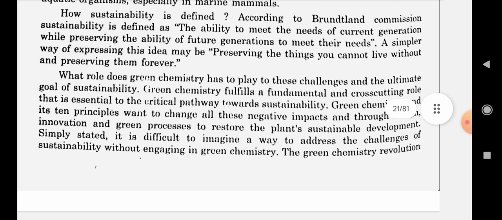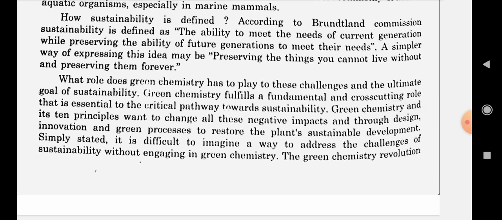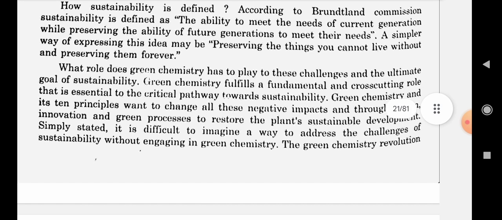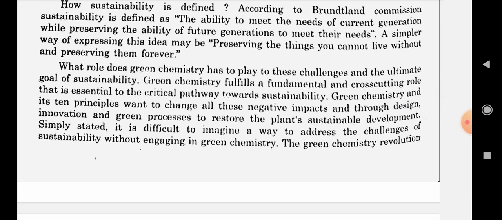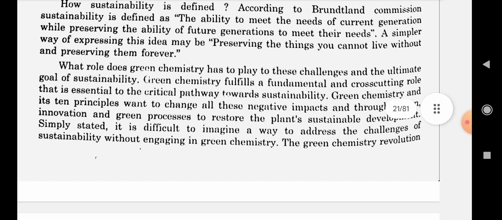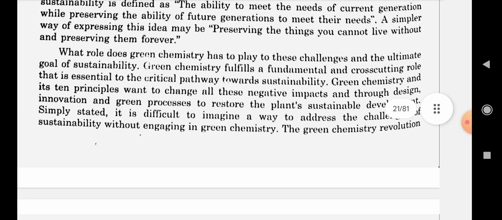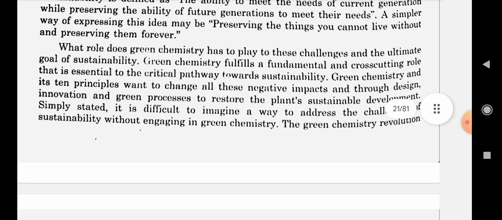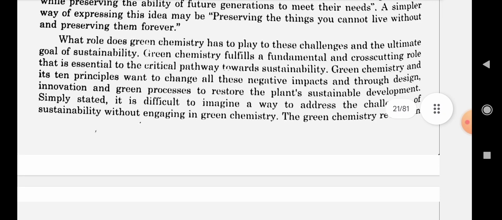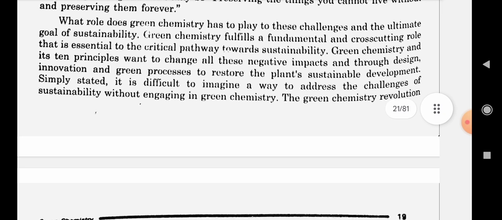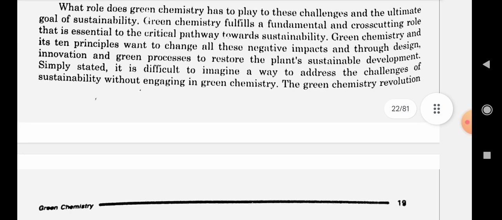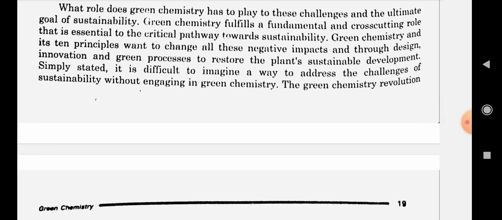How is sustainability defined? According to the Brundtland Commission, sustainability is the ability to meet the needs of the current generation while preserving the ability of future generations to meet their needs. A simpler way of expressing this idea may be preserving the things you cannot live without, preserving them forever.